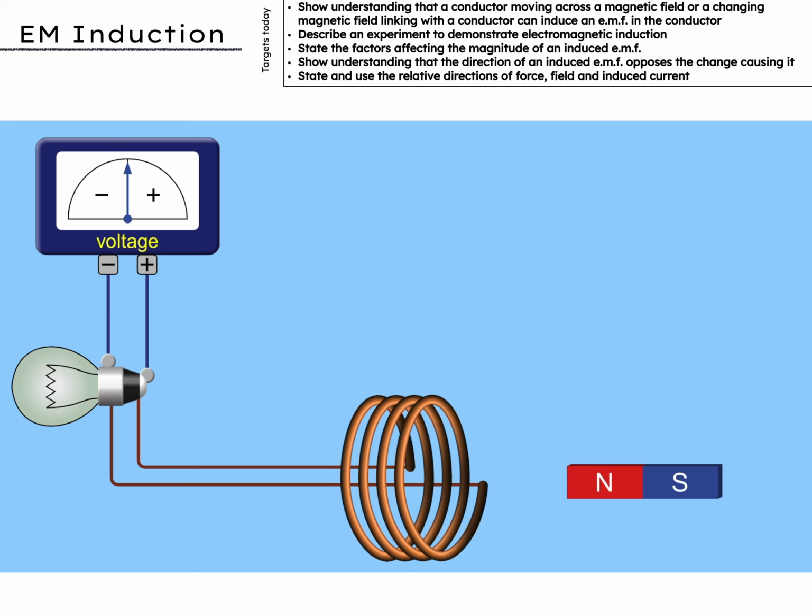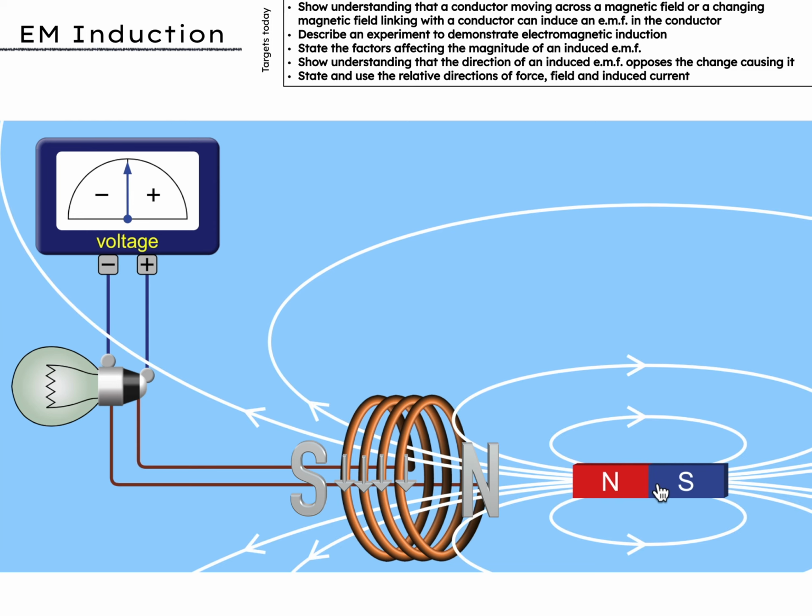Well, back to electromagnets. If I ran a current through the coil, like so, I will generate a field that has a north at this end and a south at this end. Like poles repel, so the coil will try to push the magnet away. It is opposing the motion of the magnet. I'm moving the magnet in, it tries to push it away. So it is opposing the change that produces it.